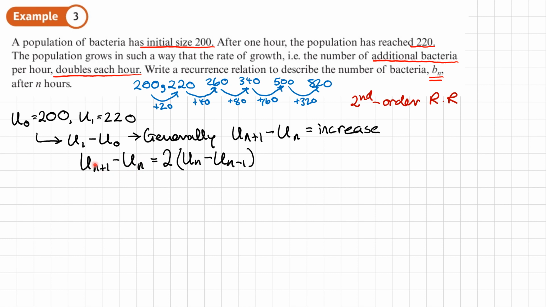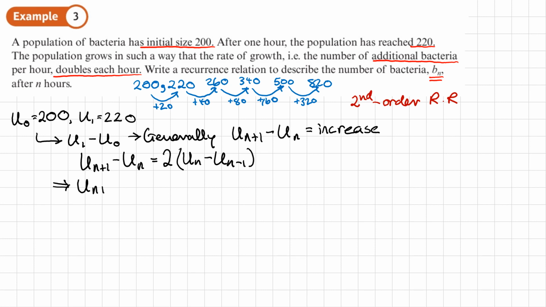So I'll just go over that again. We're saying that the increase between, let's say, terms 9 and 10 is double the increase between like terms 8 and 9. Yeah, so if we just slip back one term and double that increase, we get the next increase. Now from here, what we can do is just rearrange it to make un plus 1 the subject.